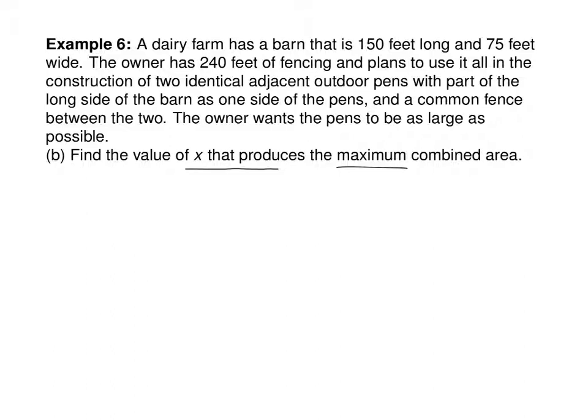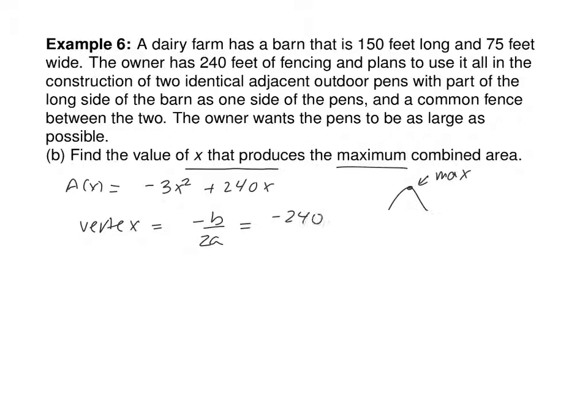So you take your equation, A of x equals, was it negative 3x squared plus 240x, right? Find the vertex. And it always helps me to think, okay, that's a sad parabola. It has a maximum. So the vertex will be negative b over 2a, or negative 240 over 2 times negative 3. So that's negative 240 over negative 6, which will be 40.